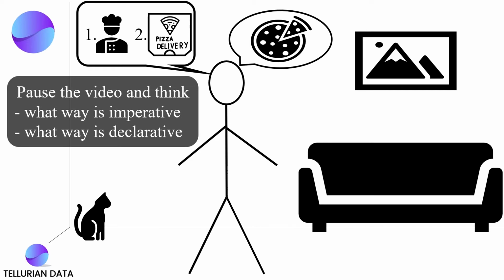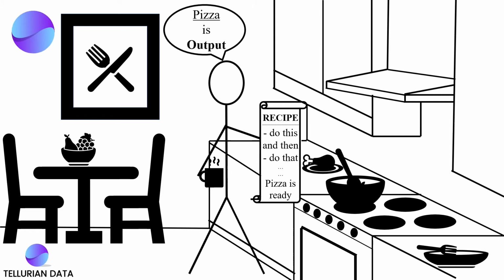Alright, so hopefully you got it and let's check it out. If you cook it yourself, you are definitely going to use some recipe. So you will follow step-by-step instructions, which are basically ordered imperatives, like do this and then do that, to cook the result, or in programming lingo, to get the output, which in our case is pizza. So it's an imperative approach for solving this problem.